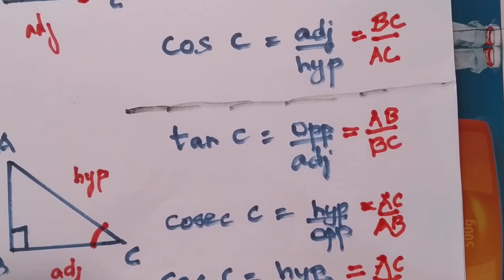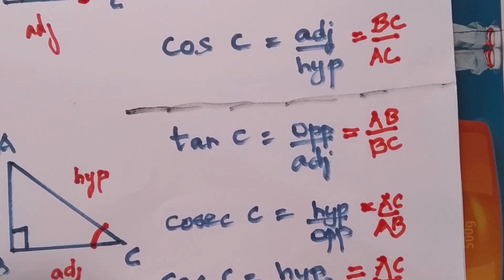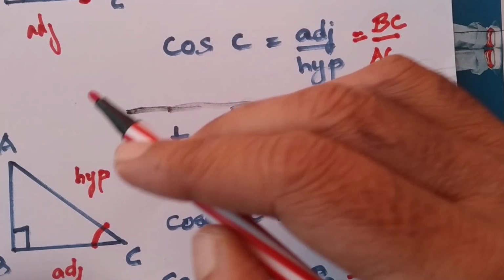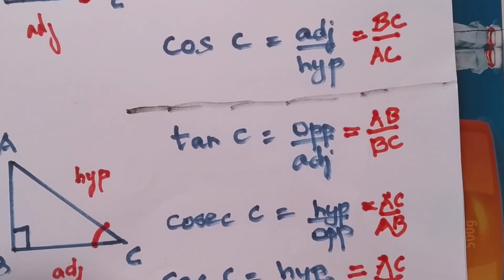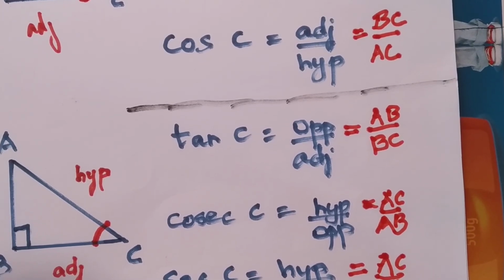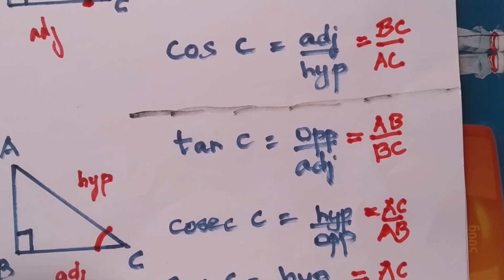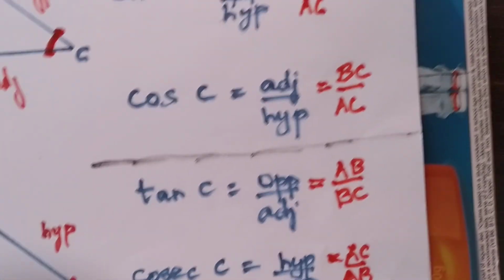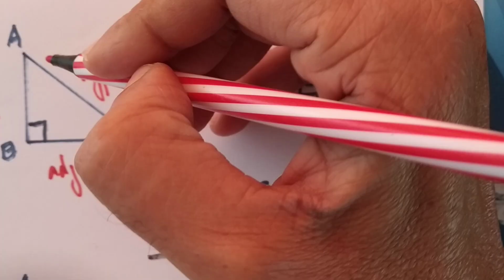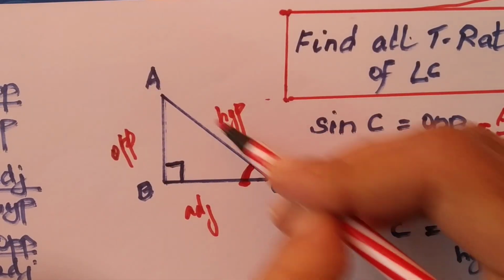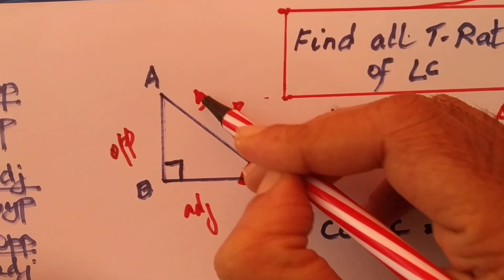But since we already have it there, cot is the inverse of tan. So what is tan? Tan is AB by BC, so this will be BC by AB. So this is the ratio just in terms of sides. Now let's give a number to it. Suppose the hypotenuse is 5 centimeter.